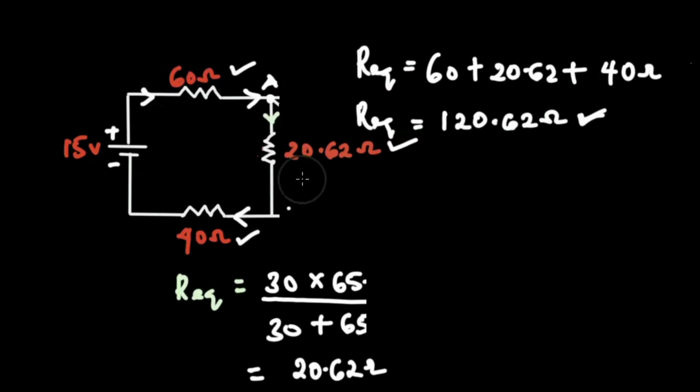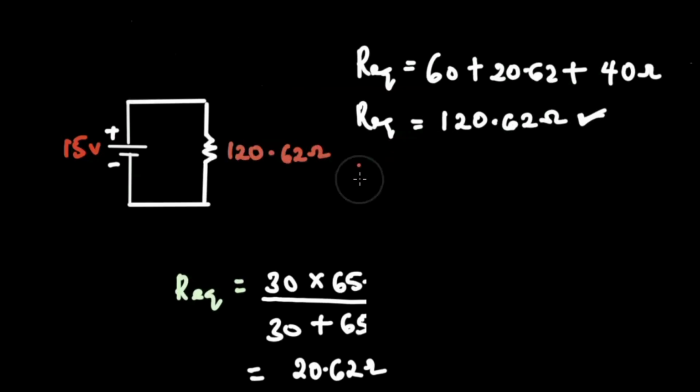Alright, so when we redraw our circuit, it will look like this. An equivalent resistance of 120.62 ohms, and a battery source of 15 volts, and we have a current flowing through this resistor, and this is the answer to the question.